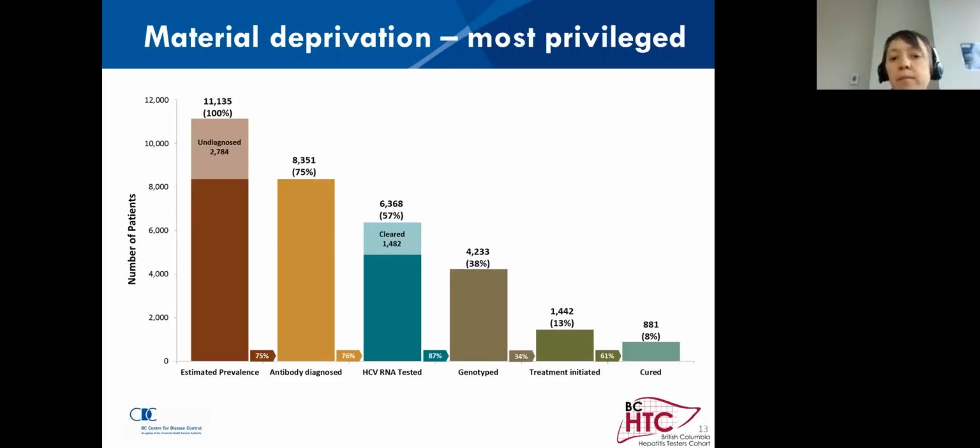So same type of plot for the most privileged people. These are people that are among the 20% more privileged people in BC based on the material index. And we can see the same sort of progress throughout the cascade of care. The big gap is in treatment initiation. So only 34% of the people that get genotyped actually initiate treatment, which is about 13% of the total number of cases of hepatitis C in the period.